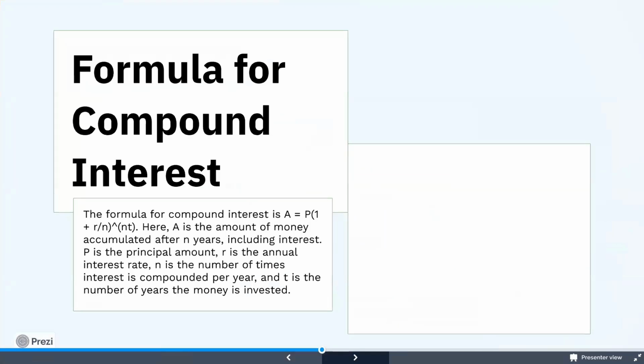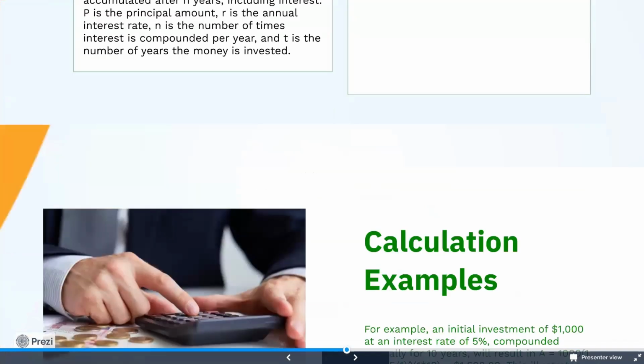Formula for compound interest. The formula for compound interest is A equals P times (1 plus R divided by N) to the exponent N times T. Here, A is the amount of money accumulated after T years, including interest. P is the principal amount, R is the annual interest rate, N is the number of times interest is compounded per year, and T is the number of years the money is invested.